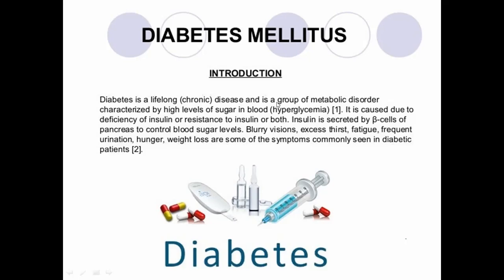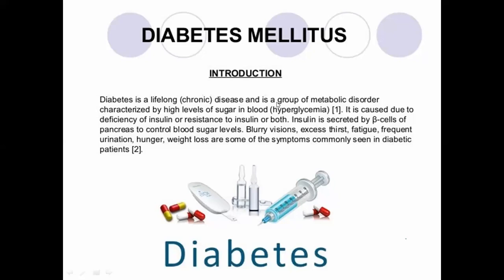Either it is diabetes mellitus or hyperglycemia or hypoglycemia. So it is necessary to maintain the role of insulin. When diabetes mellitus occurs, the symptoms are blurred vision, excessive thirst, fatigue, frequent urination, hunger, and weight loss.